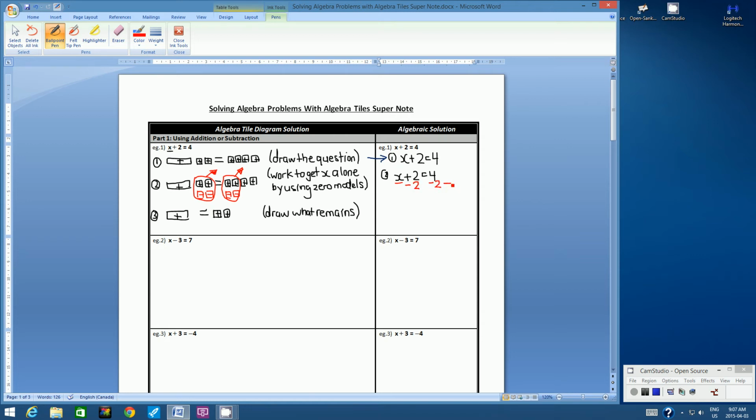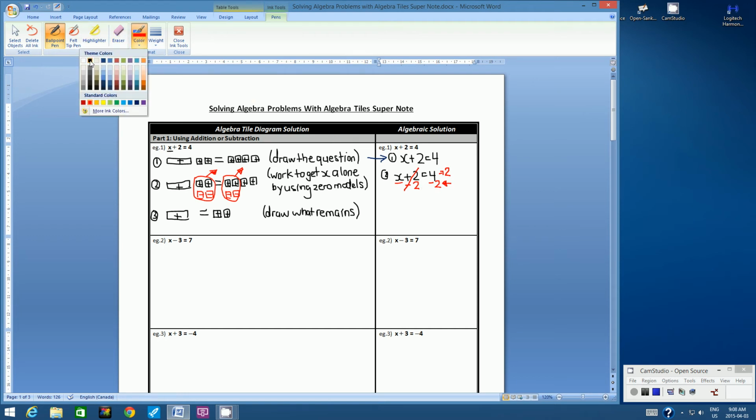Now this is very important: write this part in here to show me what you're doing. We're subtracting 2 on both sides, and that's why I chose red. Okay, so here's what happens algebraically. 2 minus 2 is 0, so in essence, it cancels each other out. And then 4 minus 2 equals 2. Now this is not going to cancel each other out. 4 minus 2 is simply 2.